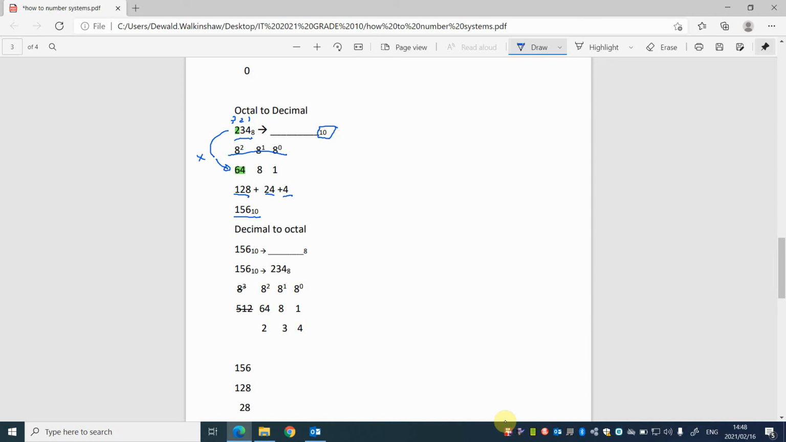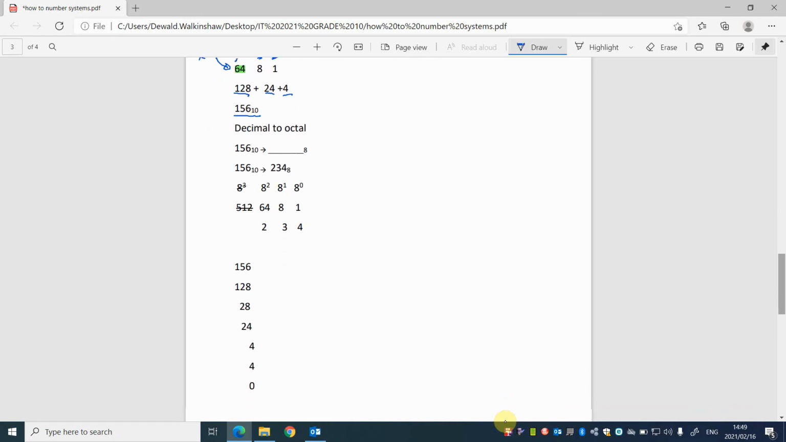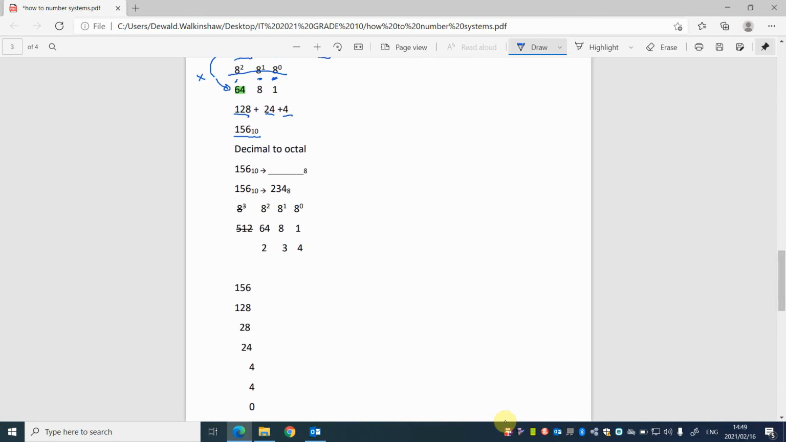Okay, so exactly the same steps as binary to decimal. The only thing that changed is instead of having 2 to the power of, it becomes 8 to the power of. Okay, so now to convert decimal back into octal. Let's use this 156 and convert it back to an octal number.